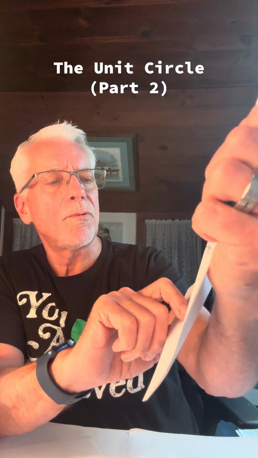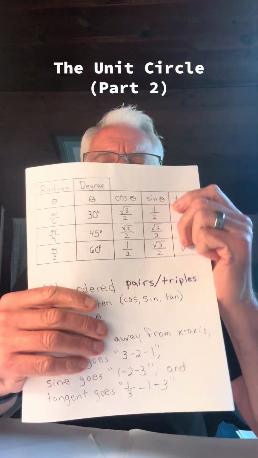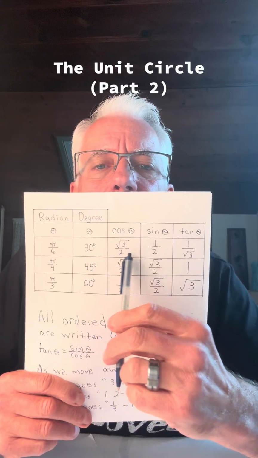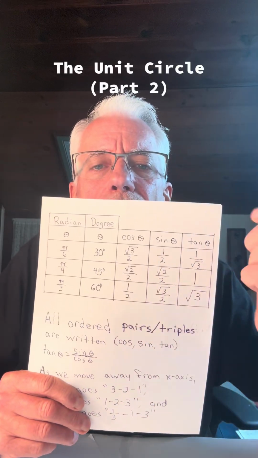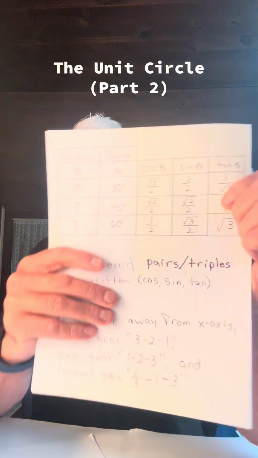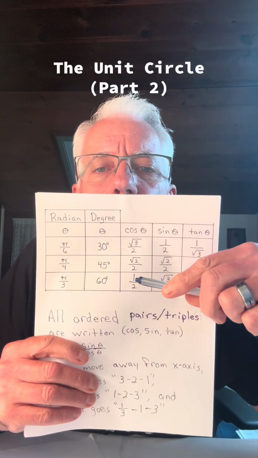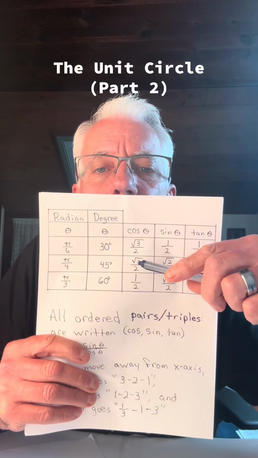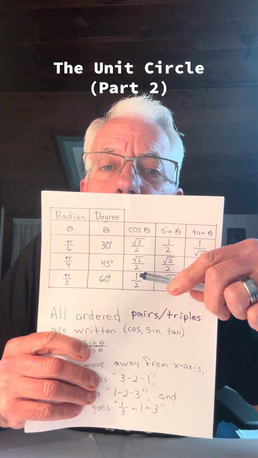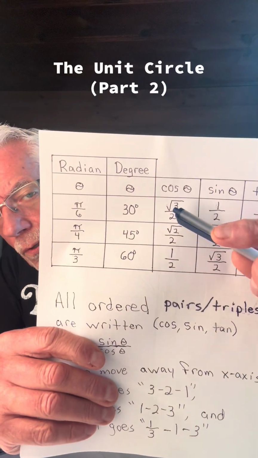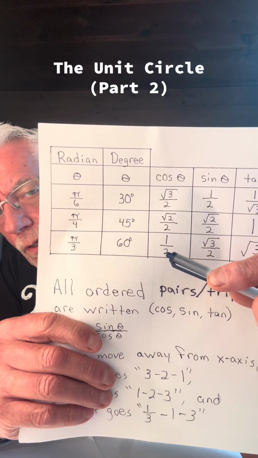Also, we move away from the axes. Notice this. This is how I remember all these denominators. As we move away from the x-axis, cosine goes 3, 2, 1. The square root of 3, the square root of 2, the square root of 1, which is 1, so that's why it doesn't have a square root symbol on it. They're all over 2, so root 3 over 2, root 2 over 2, root 1 over 2.